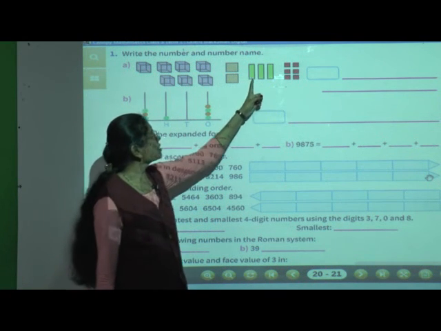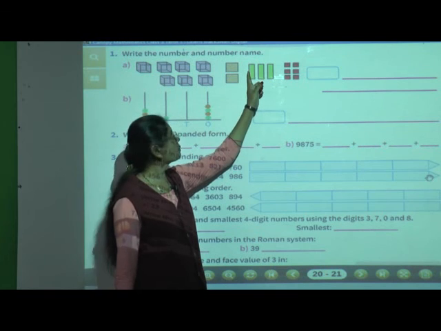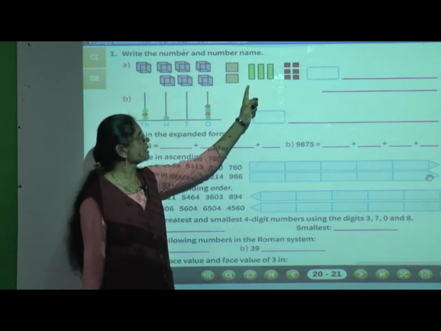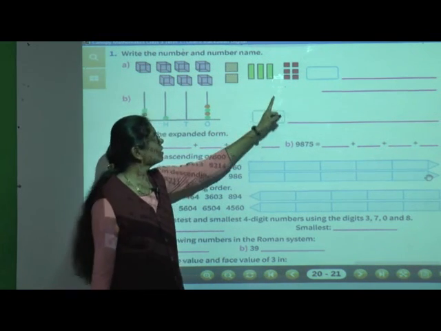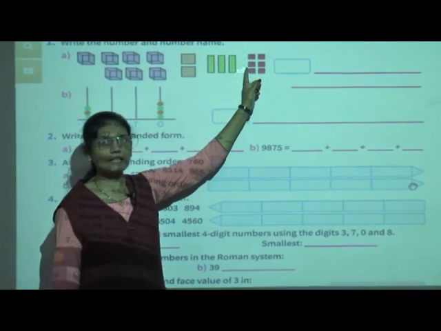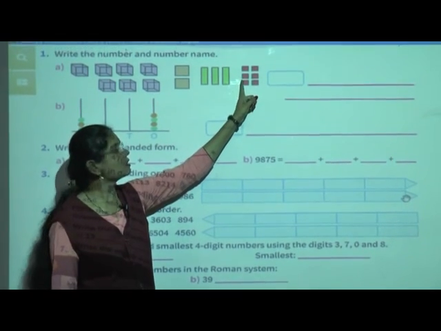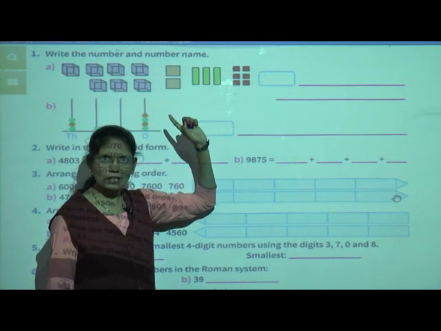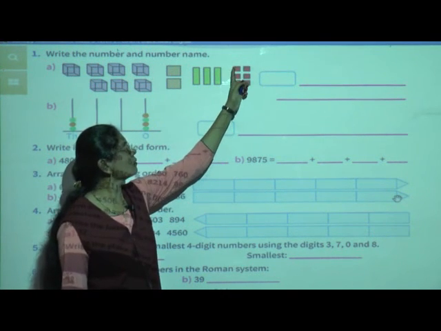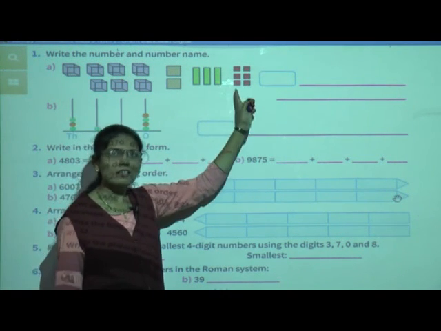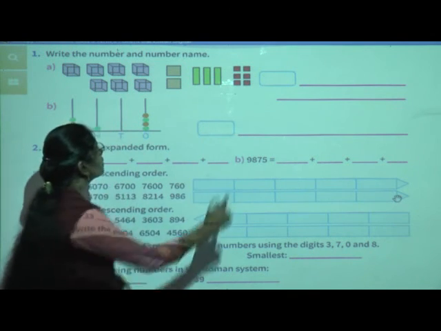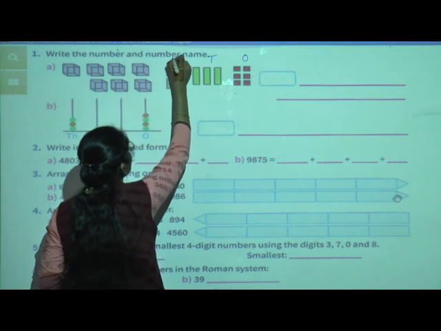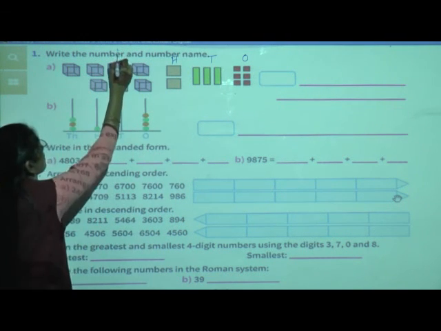Okay, and this green color slip represents a 10. Now how many tens are there? Yes, here 3 tens are there. And this, can you see this small red color square? It represents a 1. How many ones are there? Count once again. Yes, 1, 2, 3, 4, 5, 6. There are 6 ones. Now I will write here ones. This is tens, this is hundreds and this is thousands.